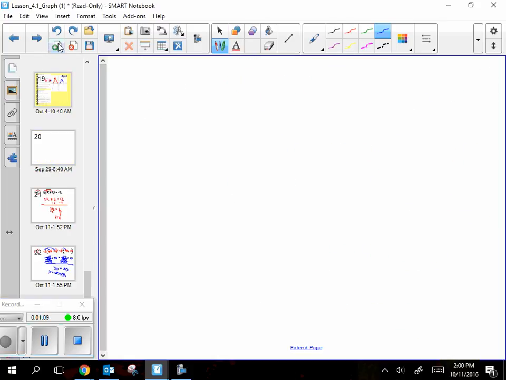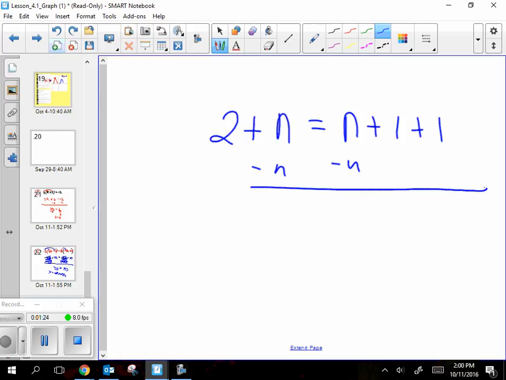Let me give you another example of something that's always true. 2 plus n is equal to n plus 1 plus 1. Wouldn't you agree that they're the exact same thing? And therefore, if I subtract n from both sides, I get 2 equals 1 plus 1, which is 2. If you get a true statement, anything could have been put in here. You could put in a 5 or a 12 or anything. It doesn't matter. All real numbers.